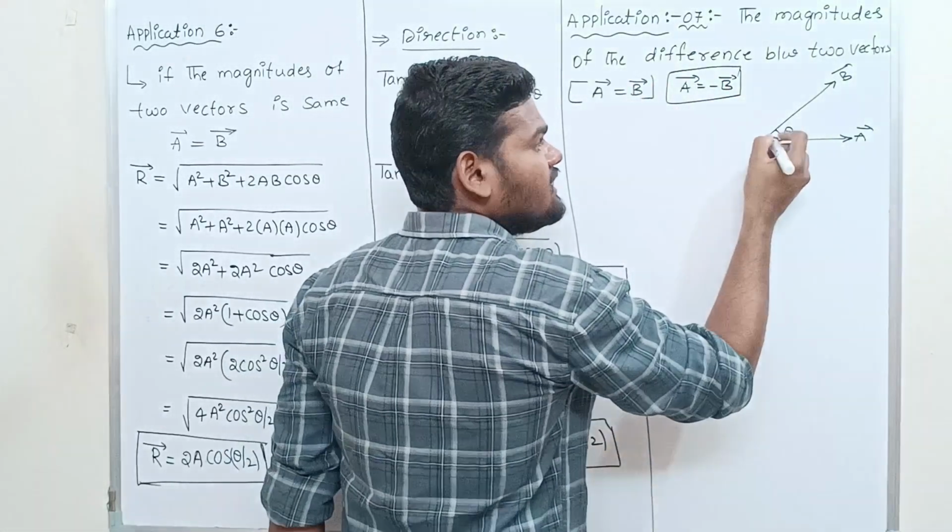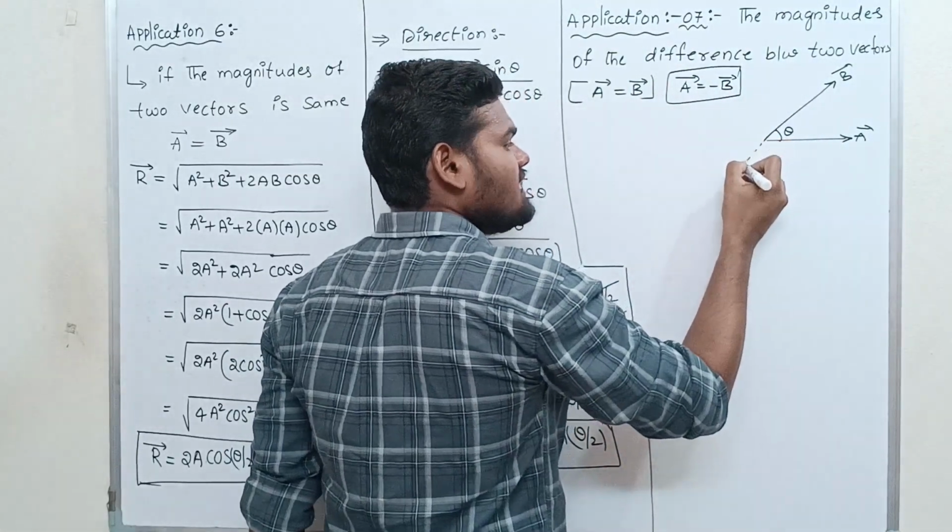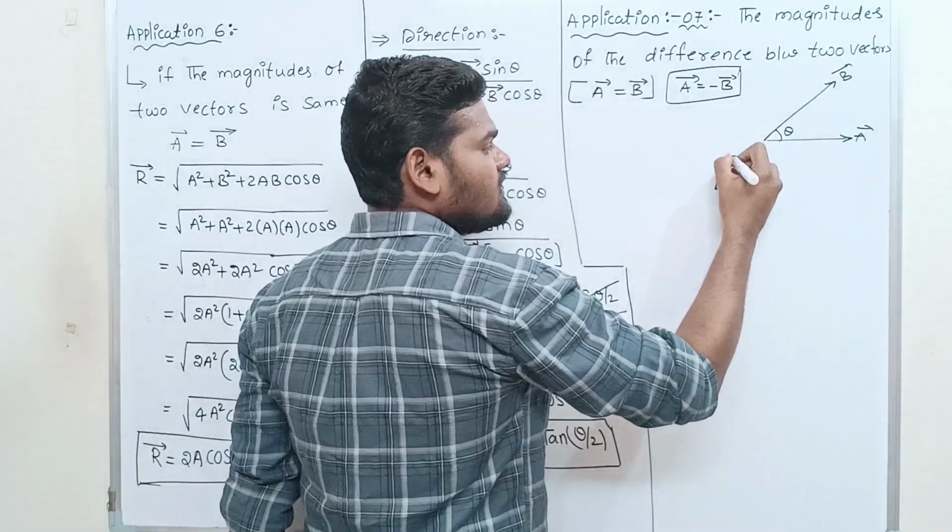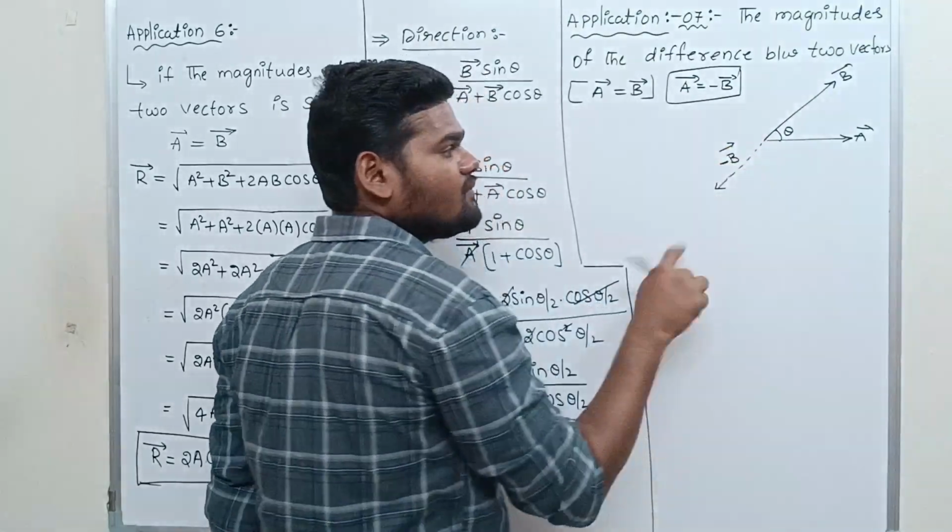At what angle will you get it? If you want to get minus b bar, just draw the negative vector of the b bar vector. So this is the negative vector of b bar. Have a look.